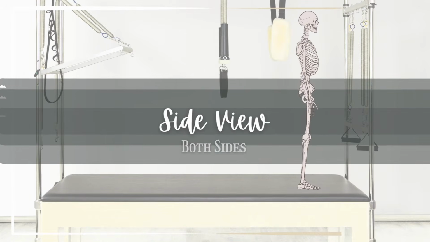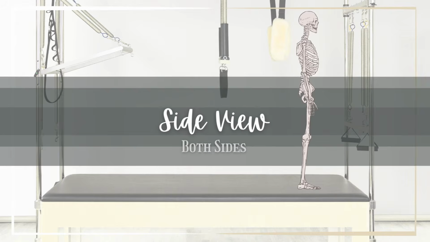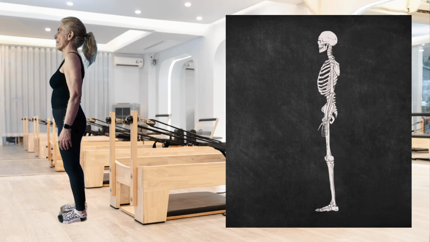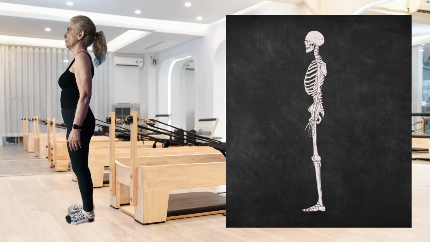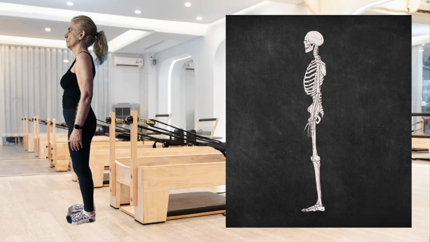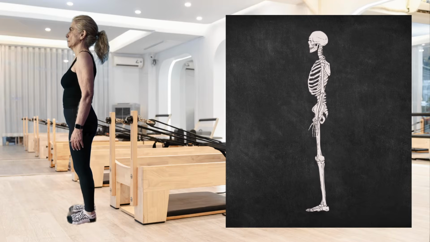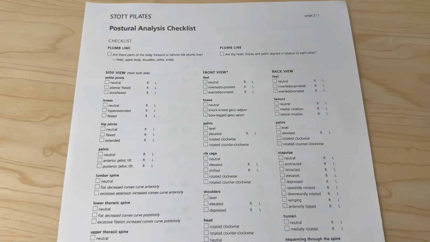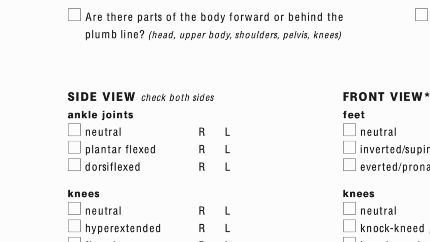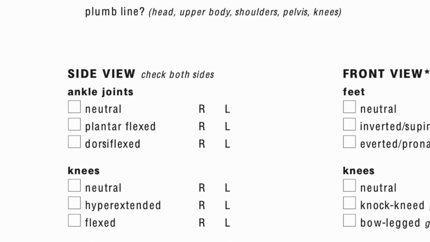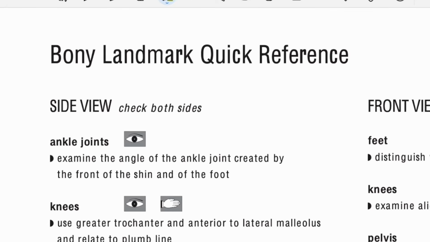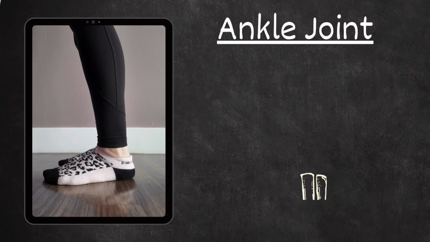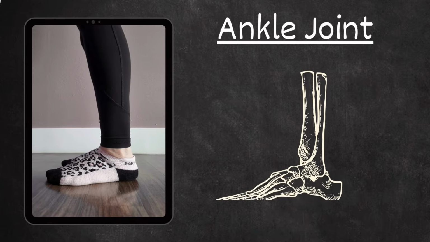Now let's get started with the side view. You are going to have your practice client stand up and start to go through your postural analysis guide using your bony landmark reference sheet. I never bought a plumb line, so I just used an imaginary plumb line. Looking at our PA guide, we're going to start at the very bottom and have a view of the ankle joints. Our bony landmark guide says to examine the ankle joint created by the front of the shin and the foot.